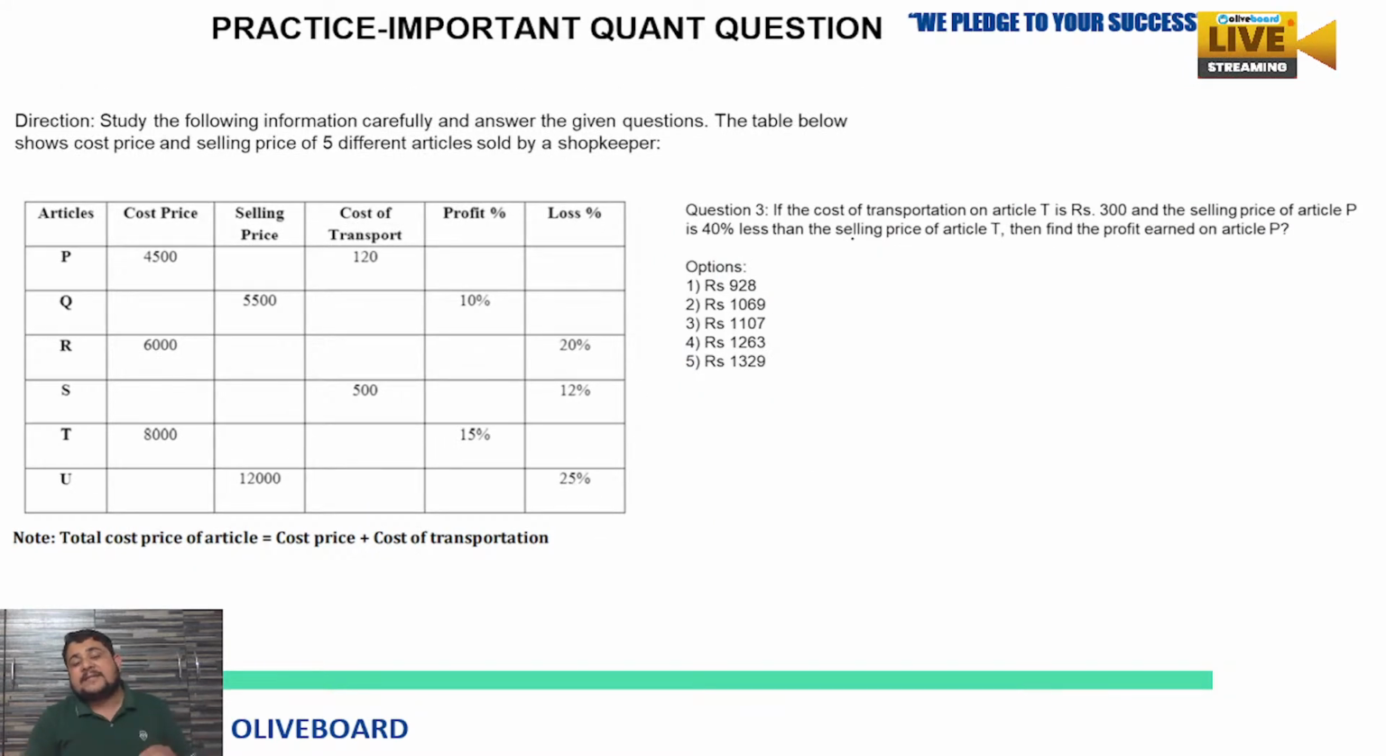Let's move on to the next question. Now our next question is question number 3. What are they asking? Just observe the question now. I hope you understood the whole condition.